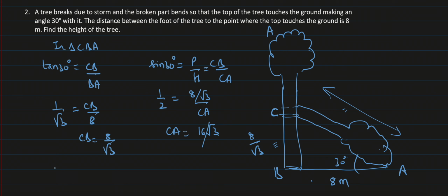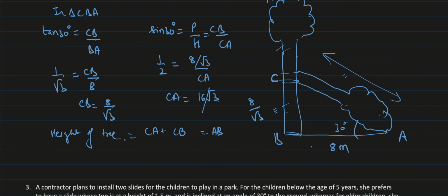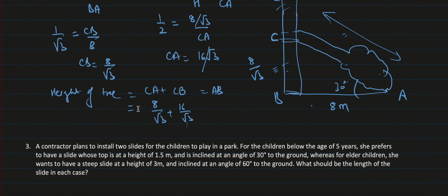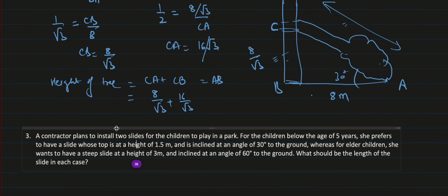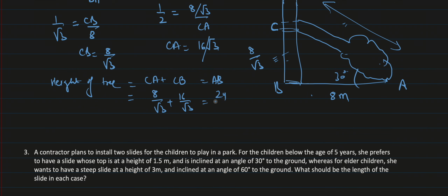Now, what is the height of the tree? Height of tree equals CA plus CB, because that is what AB is. The CA and CB you have to add. So that's 8 by root 3 plus 16 by root 3. When we add, we get 24 by root 3 after taking the LCM.